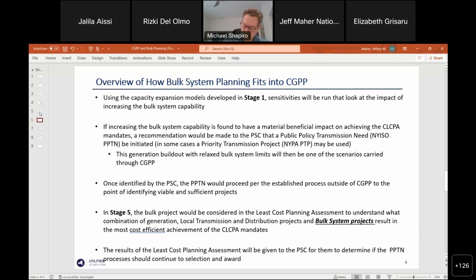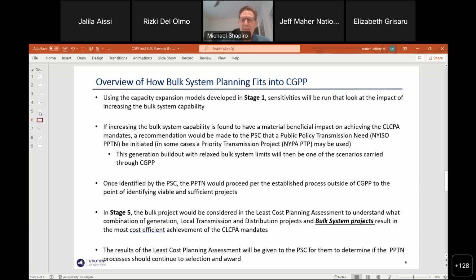The recommendation to the commission would then proceed separately and outside of CGPP, right? So if the commission decides to initiate a PPTN, that would happen per all of the established process that exists today in New York State. That would not be handled by the utilities. It would not be handled by CGPP. That would happen essentially, for example, a PPTN would be something that would follow the NISO's process.